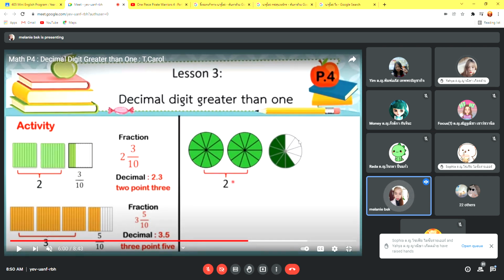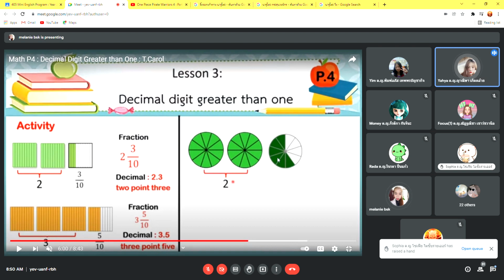And how many? 2 and 6. How many equal parts? 6x. Okay, 2 and 6, 10. If you're going to say that one in fraction. Okay, great job, Yaya. Next, how are you going to read this one in decimal? In decimal, children. Anybody? Sophia?